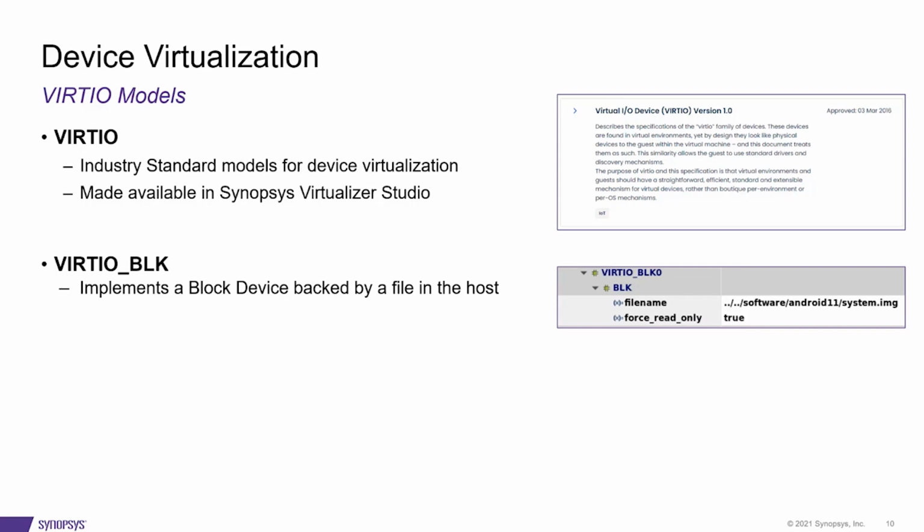For example, the Virtual block model can be used to access file system images which are present in the host machine's file system. This effectively makes these available to the simulation as if they existed on devices attached to the simulated hardware. We will see an example of this usage in the next demo session.